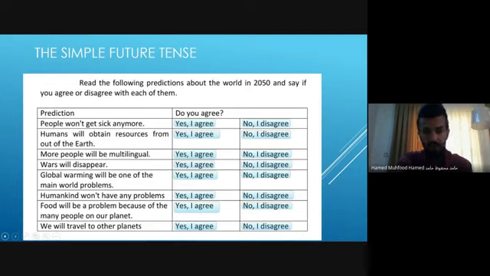Now the other prediction says global warming will be one of the main world problems. What is meant by this sentence? Global warming will be one of the main world problems.